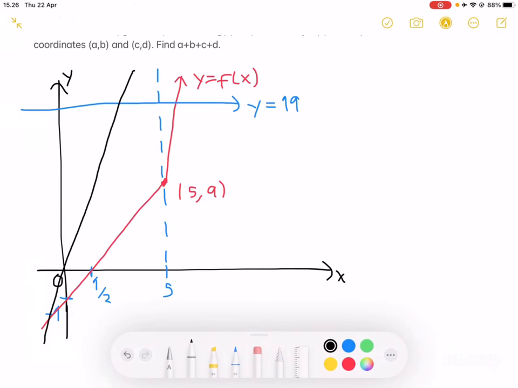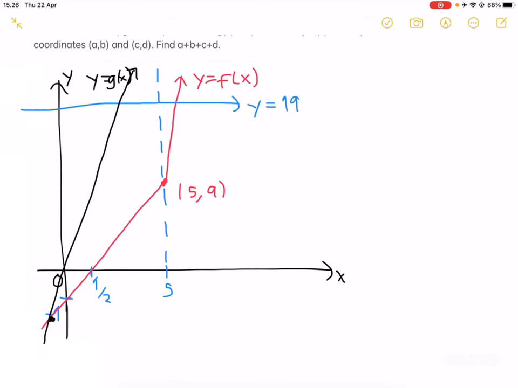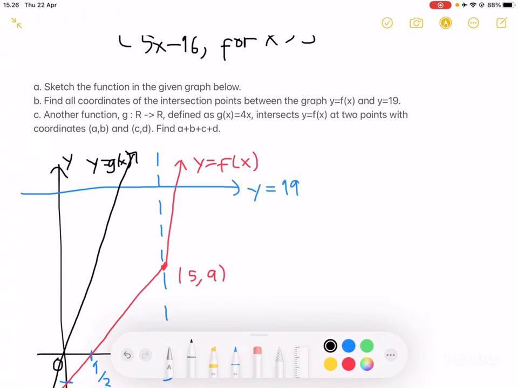Okay, so this will be y equals g of x right there. Now one obvious point of intersection is right here at the bottom. However, you might notice that this graph of g of x will not intersect with y equals f of x if you extend this way further. However, it actually intersects once.